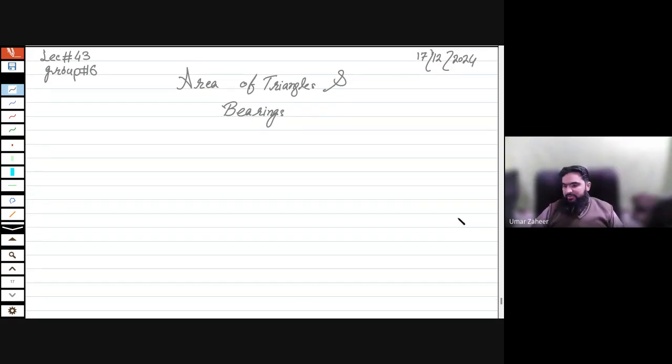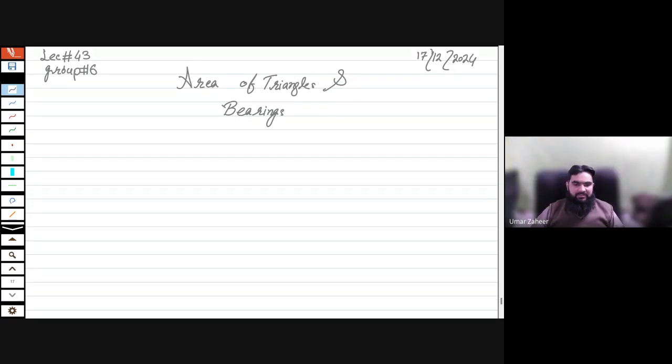Bismillahirrahmanirrahim. So in the last class, we have done the sine rule and the cosine rule. Now we are just going to go for the area of a triangle and the bearings. We are doing the bearings because we mostly get questions on bearings with the trigonometric questions. That's why. So let's see how to start it.